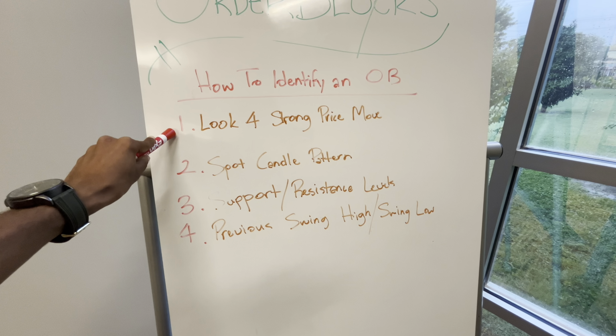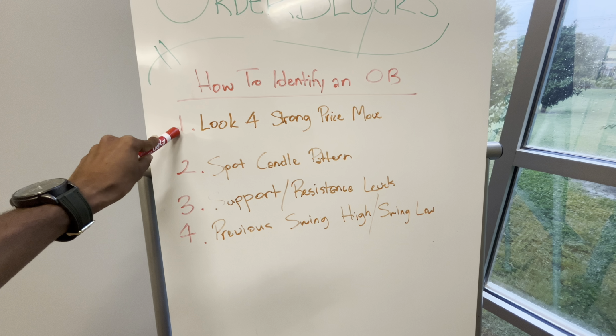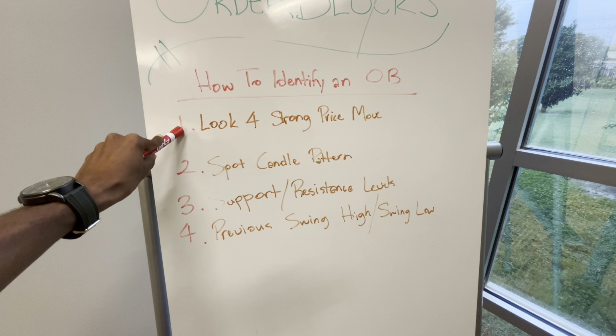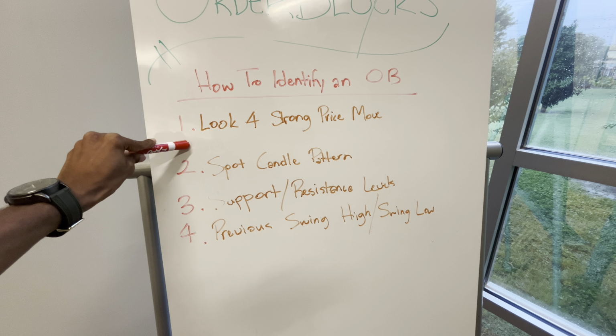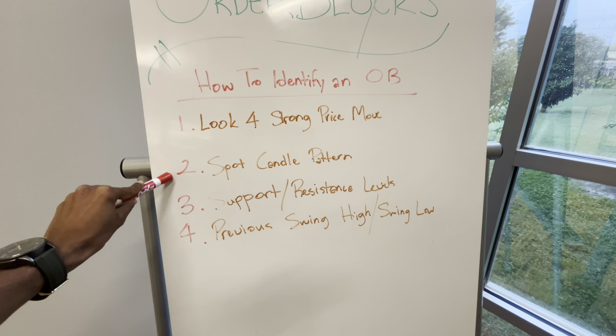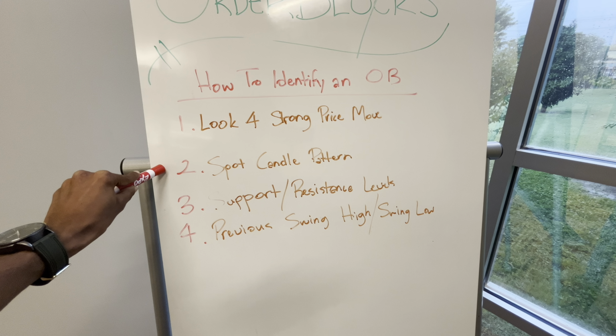When we look for a strong price move, we want to identify an area where the price moves sharply in one direction after consolidation or retracement. This indicates that large orders will likely be placed here. When we spot the candlestick pattern, order blocks often form around this key candlestick pattern, like the last bullish or bearish candle before the sharp move.